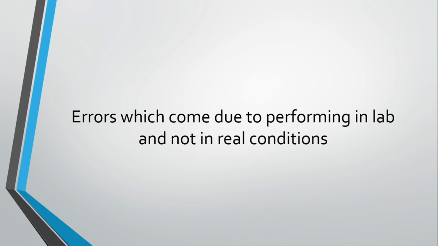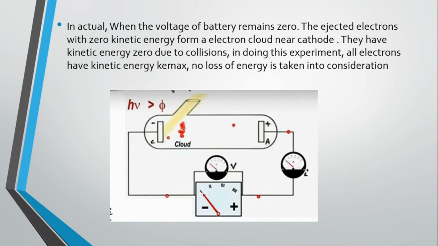Errors which come due to performing in the lab and not in real conditions. In actual conditions, when the battery voltage is zero, the ejected electrons with zero kinetic energy form an electron cloud near the cathode. They have zero kinetic energy due to collision. In this experiment, all the electrons have kinetic energy KE max. No loss of energy is taken into consideration.